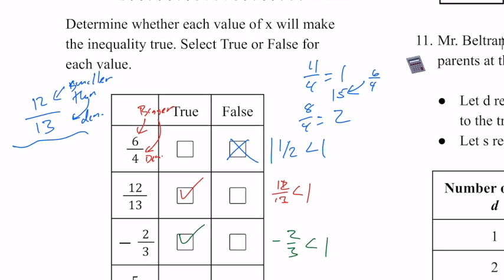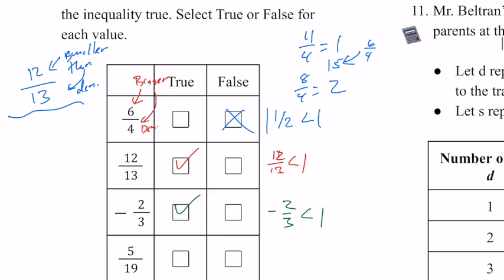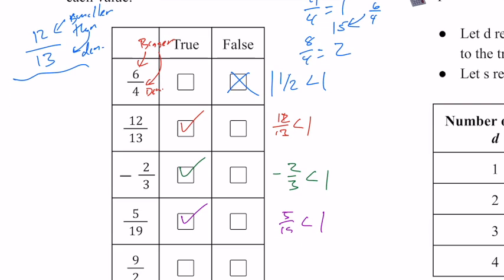And what's my last one? Oh, I got 2 more. 5/19. So 5/19, that 5 is smaller than 19. So that means that 5/19 is in fact less than 1. And 9/2, is that less than 1? Where the numerator is bigger than the denominator. So that one is false.